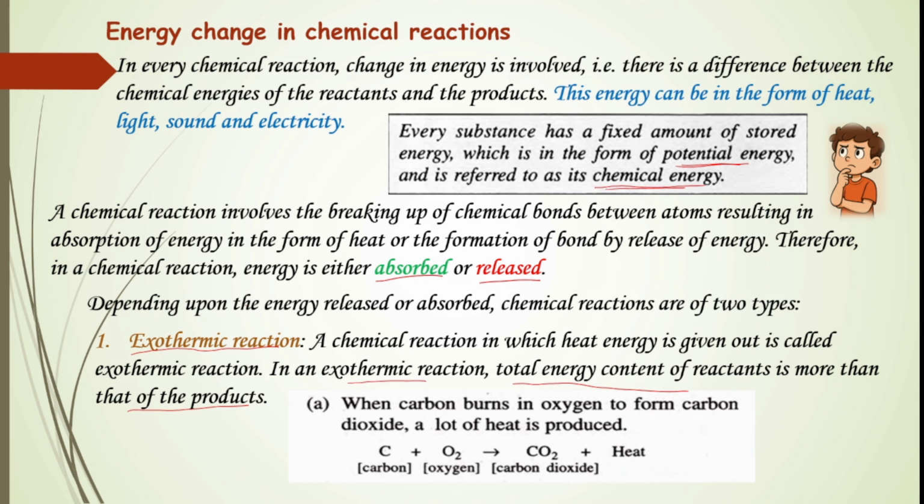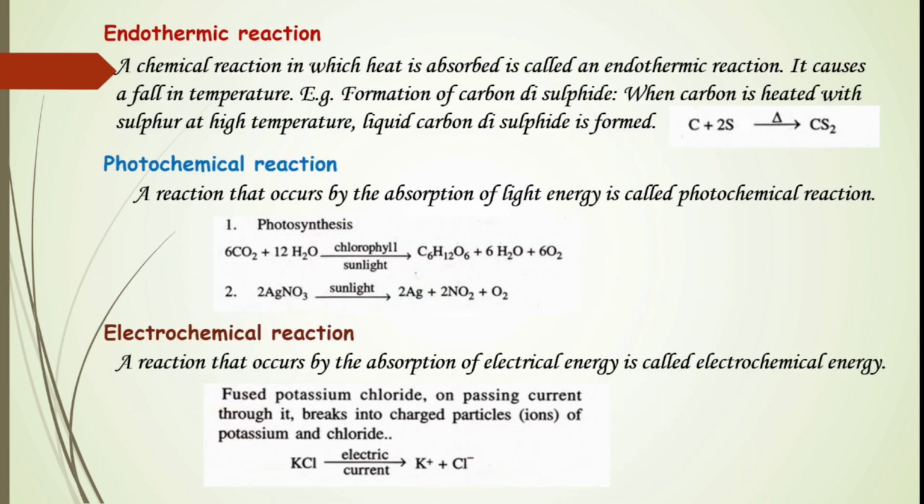For example, when carbon burns in oxygen to form carbon dioxide, a lot of heat is produced. That is what is happening when we burn fossil fuels. A large amount of heat is produced, isn't it? So when carbon burns in oxygen to form carbon dioxide, a lot of heat is produced, and we utilize this heat energy for our purpose. Hope it is clear. Next is the endothermic.